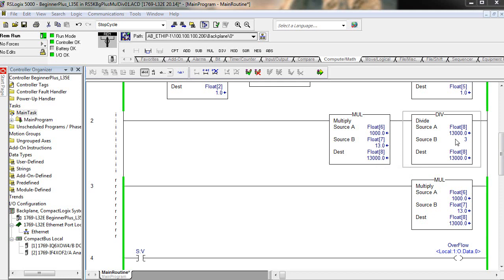And then the next operation takes that value that's stored in the element of the float array, element 8, and divides it by 3. And you're going to see that the destination is now float 8, which is the same as this register here. So 1000 times 13 is 13,000. So when I finalize this, what are you expecting to see for float 8? Are you expecting to see 13,000, or are you expecting to see 13,000 divided by 3?